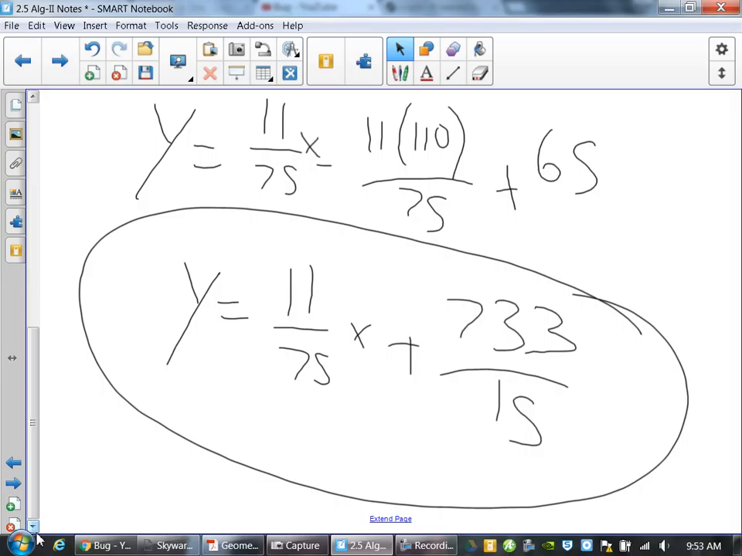Let's pick out some short people. You're shorter. 115. All right, so 115 divided by 75, plus 733 over 15. You are 65 3/4 inches tall, so you are 5'5", almost 5'6". Hey, that's pretty close. You're the outlier. It says I'm 3 inches smaller. Really outlier. Math, it has a use.